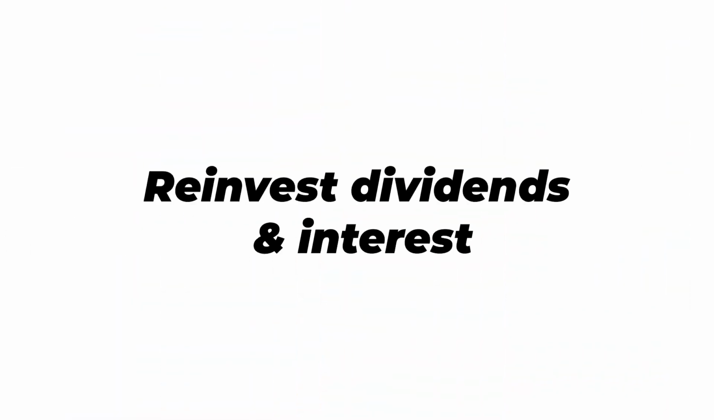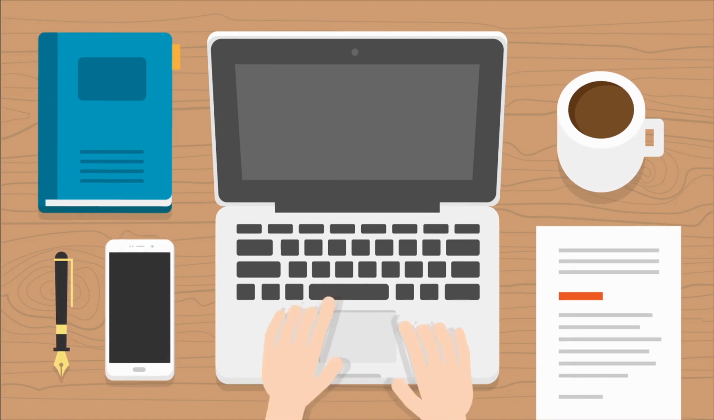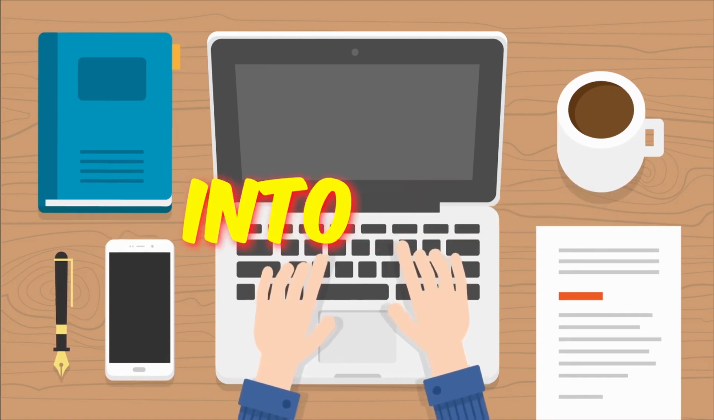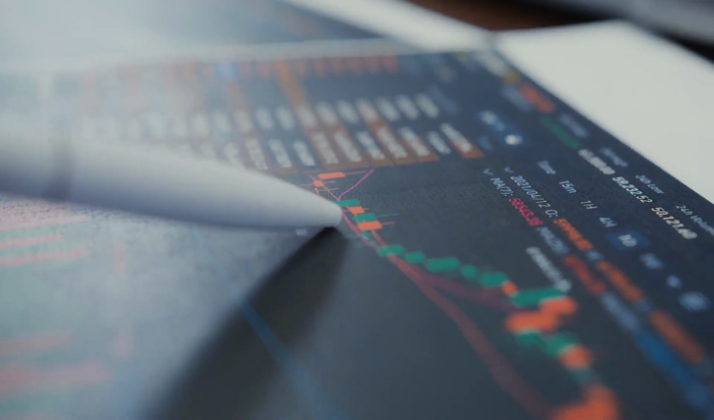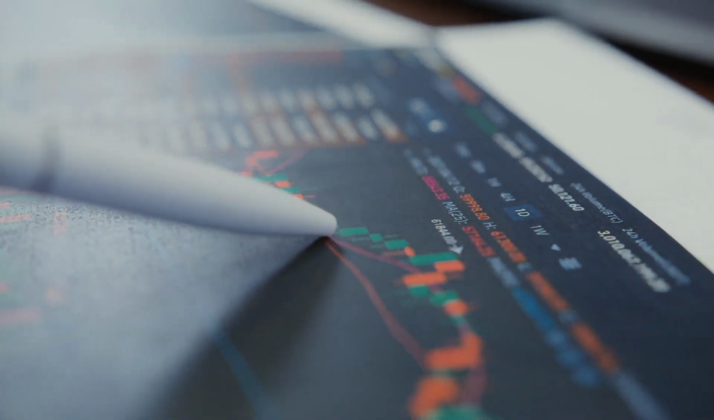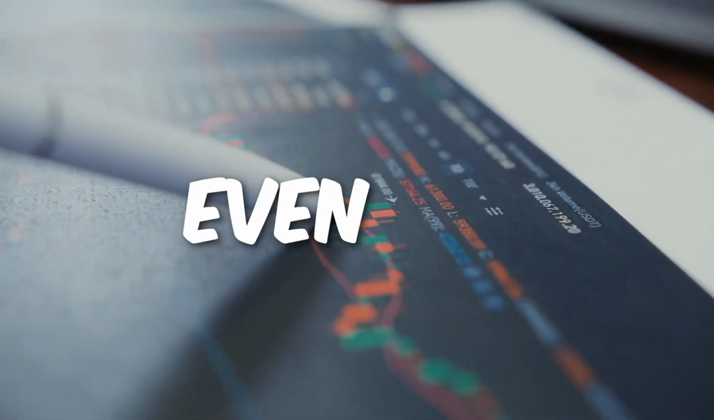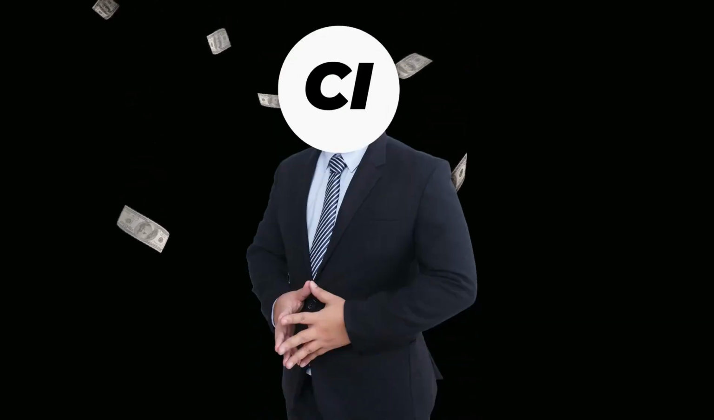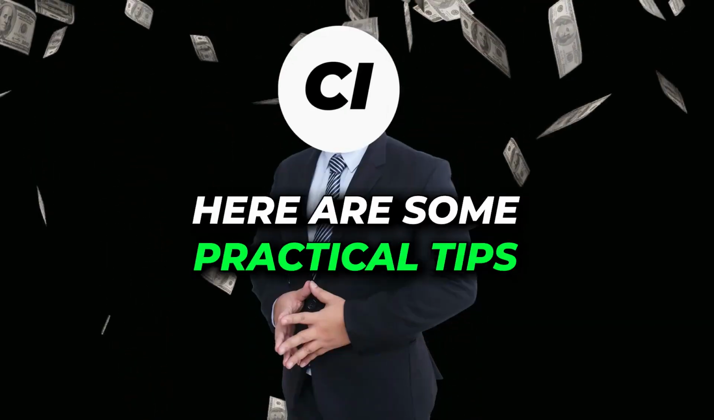Reinvest dividends and interest. Instead of withdrawing the interest or dividends you earn, reinvest them into your portfolio. By doing so, you allow the power of compound interest to work its magic, generating even more growth. To harness the power of compound interest effectively, here are some practical tips.